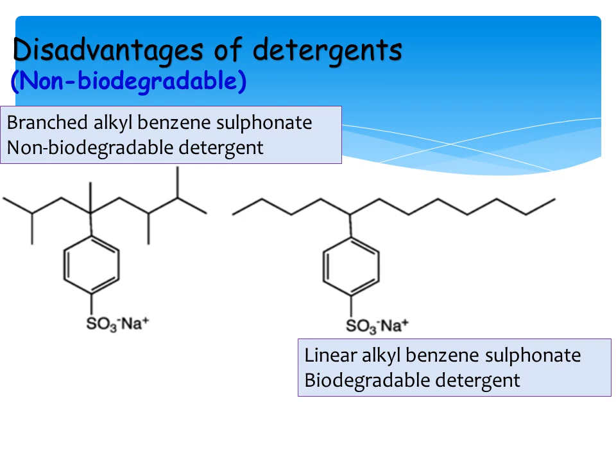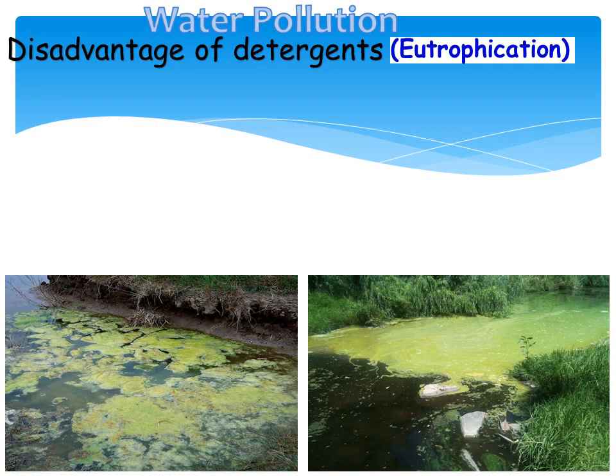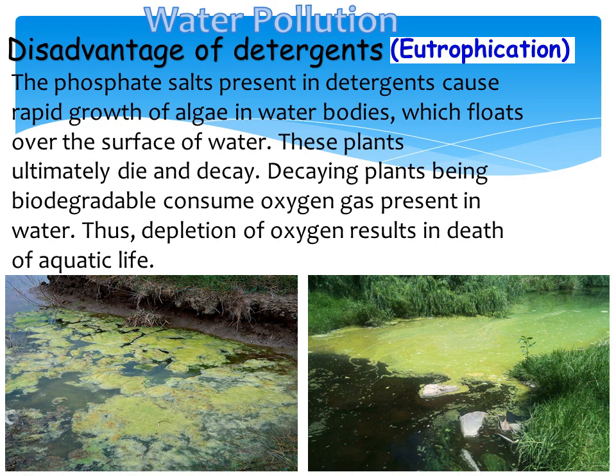Over here we have two different examples. One example is the branched structure, which is non-biodegradable, and the other has a linear structure, which is alkyl benzene sulfonate. It is a biodegradable detergent. So detergents have advantages as well, because they work equally in hard water and give a good cleaning action in acidic medium as well. But besides the advantages, they have many disadvantages as well. One of the most important disadvantages is the non-biodegradable behavior of detergents.